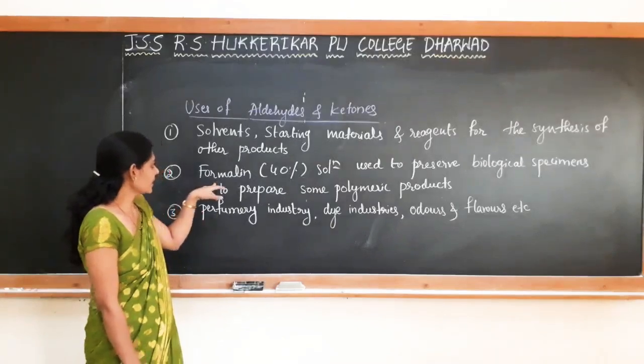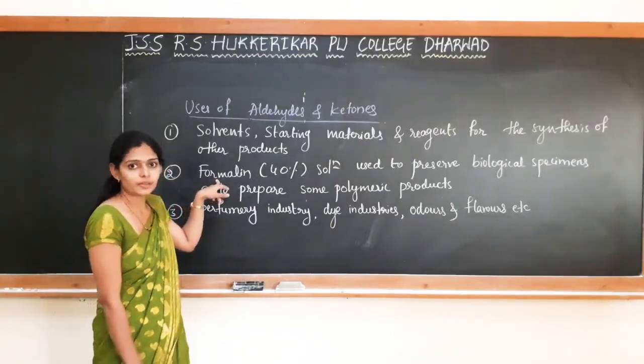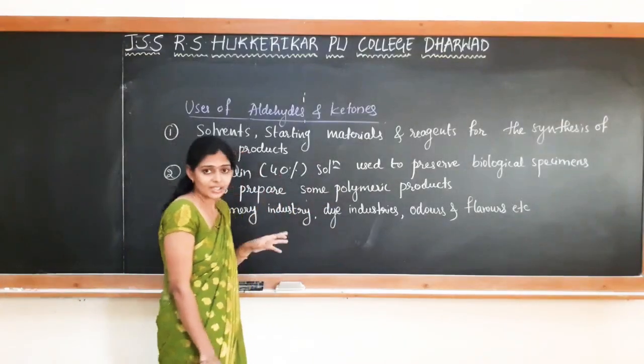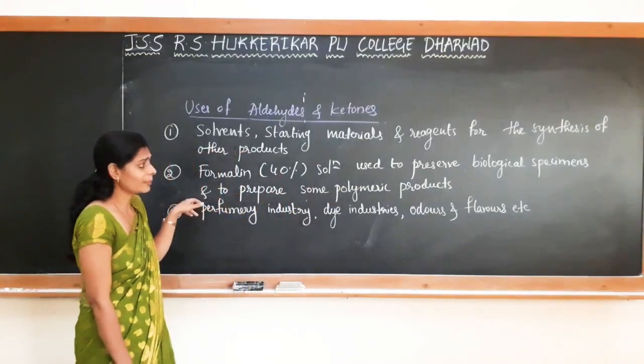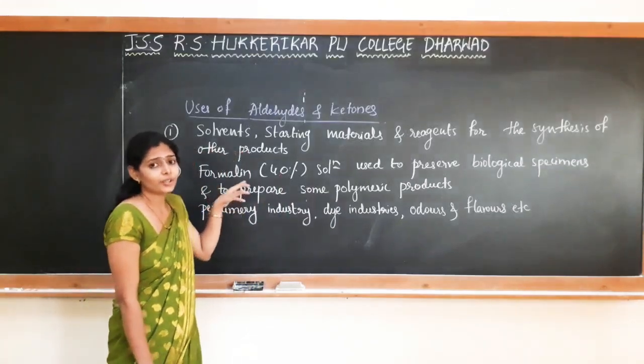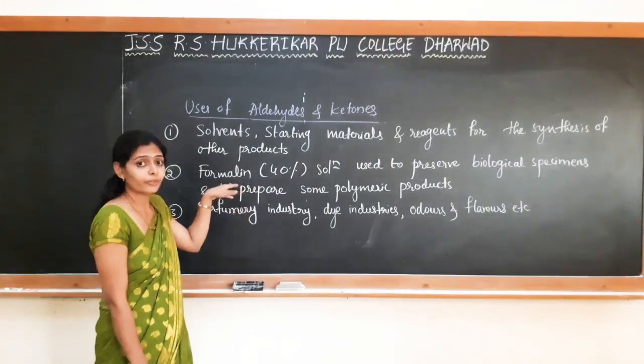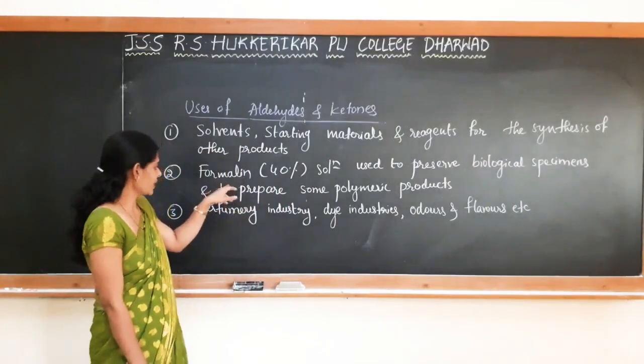The second main use is formalin. It's a 40% solution of formaldehyde, which is mainly used to preserve biological specimens and to prepare some polymeric products like urea formaldehyde resin, then bakelite. These are prepared from formaldehyde. That is the main use of formaldehyde.